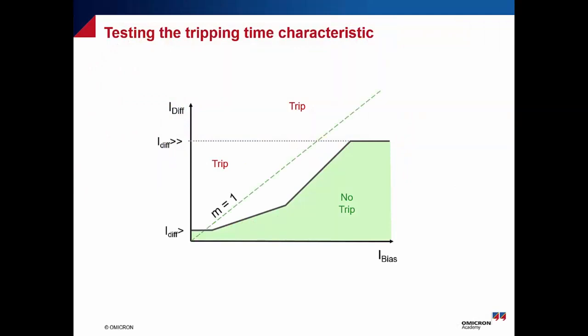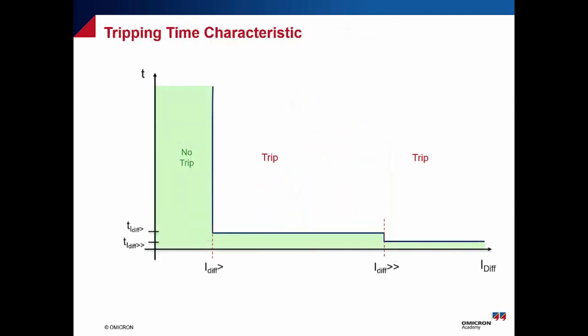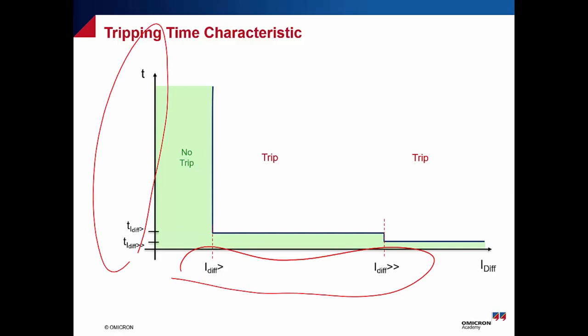We only will allocate a testing point above the slope, which is representing tripping points. And actually, instead of bias and differential slope, we will have the relation between the I differential and the time. And for sure, we have to put different points and get the trip time, and for less than I differential, for sure it will be no trip as well.